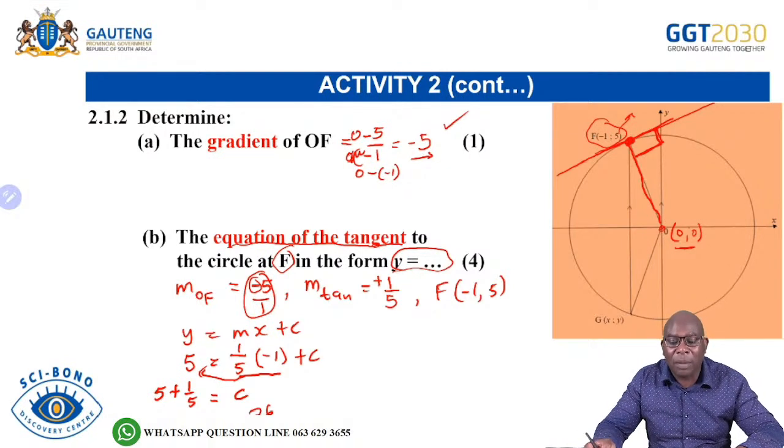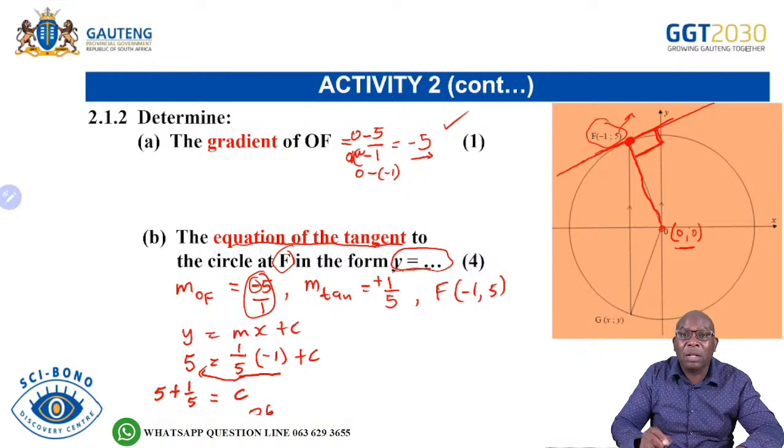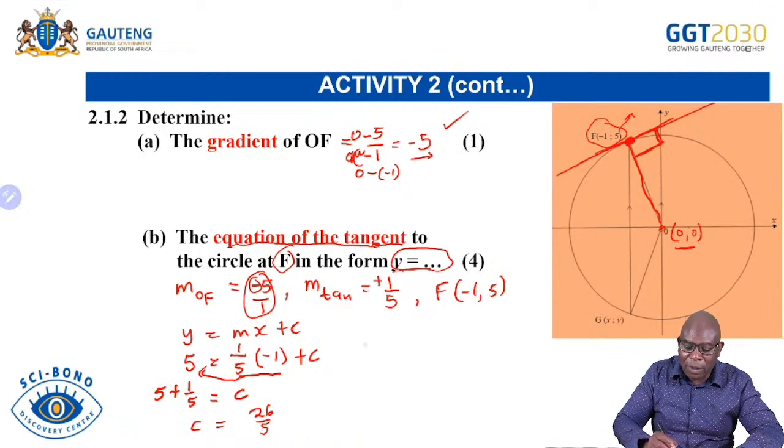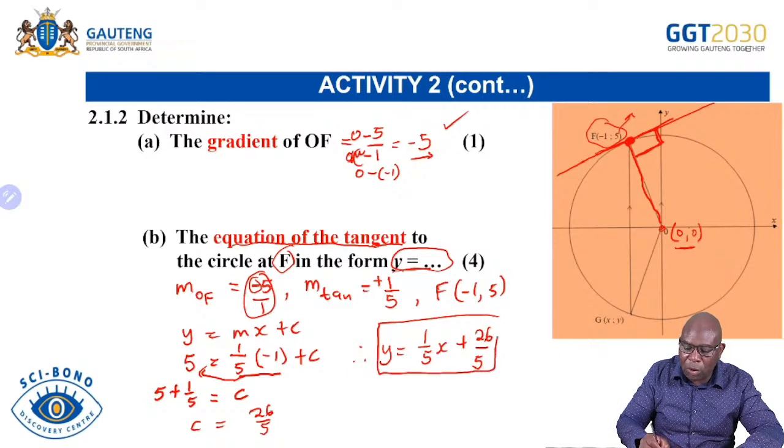But I'm not done, because they said I must write the equation in the form y equals, and that's why we lose marks, because we leave our answers at c equals 26 over 5, and that is not the equation of the straight line. Then we say, therefore, y equals 1 over 5x plus 26 over 5. And that is the equation of this line, which is a tangent.